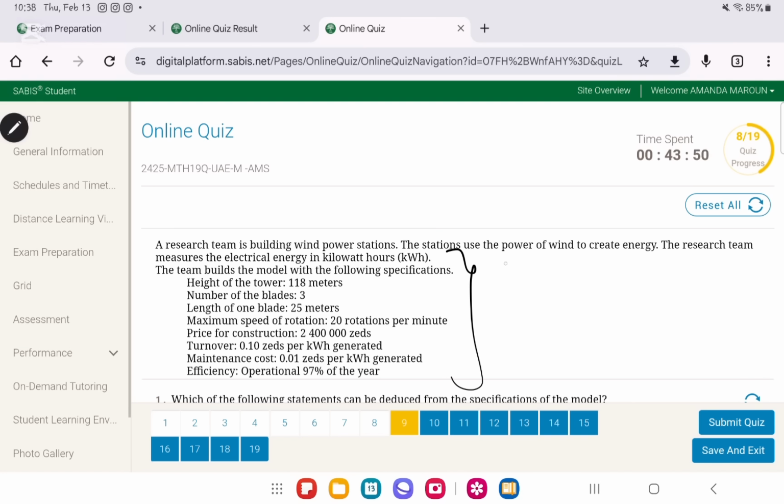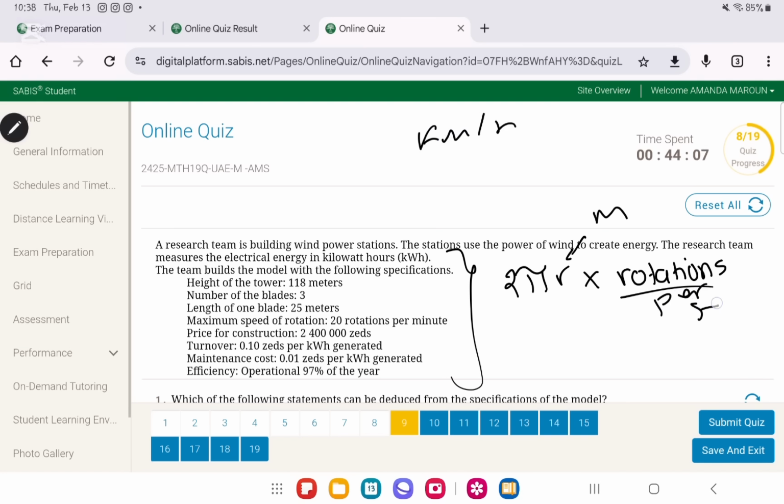What you're going to do first is find the circumference, so it's 2 pi r, and then you are going to multiply it by the rotations. If you're using r in meters and they need it in kilometers per hour, then you're going to do rotations per second, and then you are going to multiply it by 3.6.